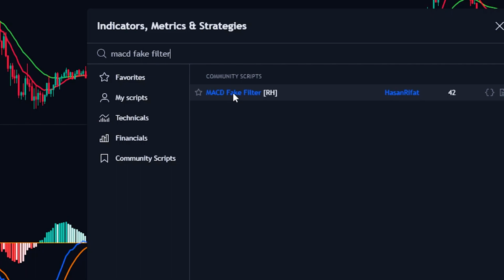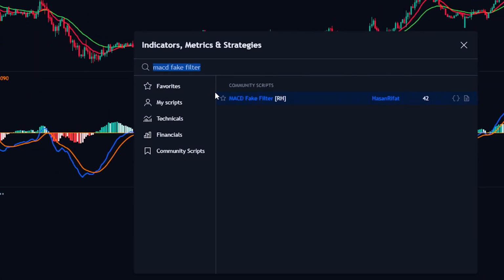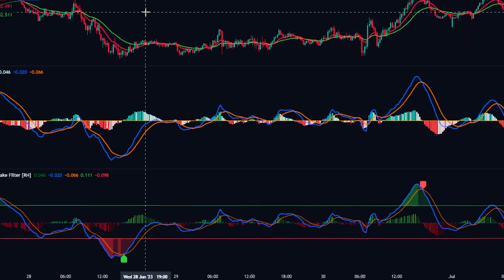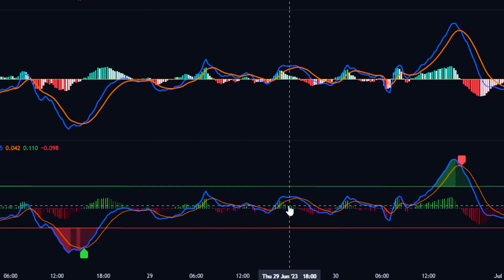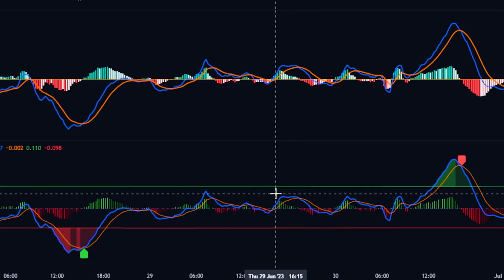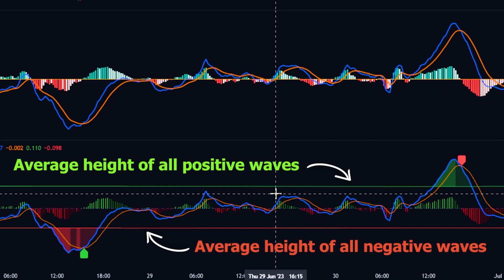To open the MACD fake filter RH indicator on your chart, simply click on indicator, write MACD fake filter RH inside the search bar and click MACD fake filter RH. This indicator does exactly what MACD does but adds an extra feature, which is it plots a green line above the zero line, which is the average of all positive waves, and a red line below the zero line, which is the average of all the negative waves.